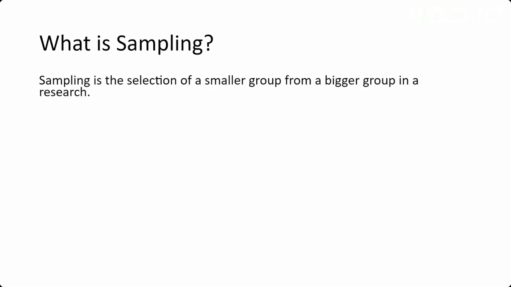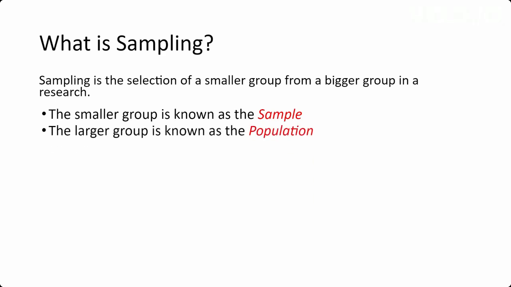So what is sampling? Sampling is the selection of a smaller group from a bigger group in a research. In this case, we are looking at the smaller group being known as the sample and the bigger group being known as the population.